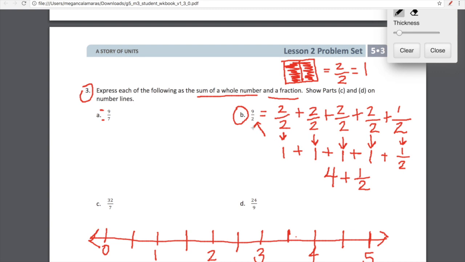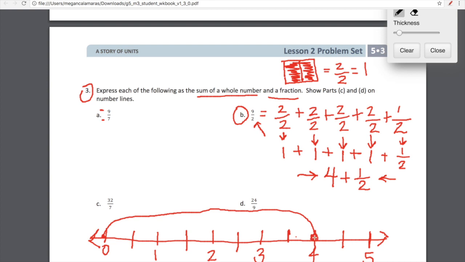Now what we're going to show is 9 halves on the number line, but we're going to show this version of 9 halves. Keep in mind, 4 plus 1 half is the same as 9 halves. It represents the same amount. So we're going to start here, and we're going to take one giant leap to 4 whole numbers. So there's 1 whole number, 2, 3, and 4. Okay, so here we are at whole number 4.